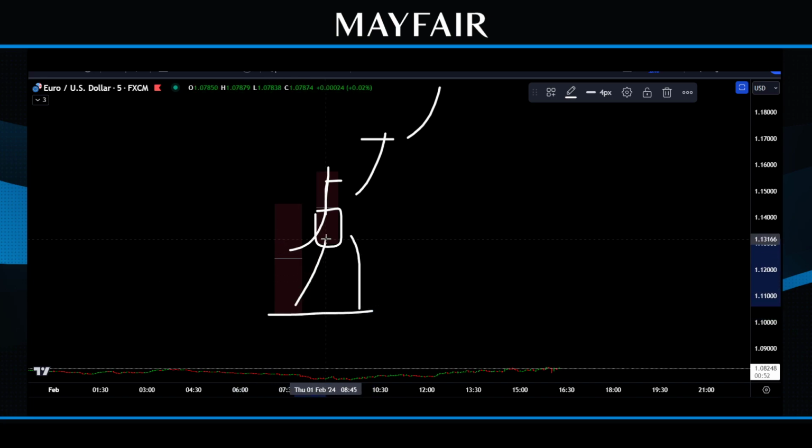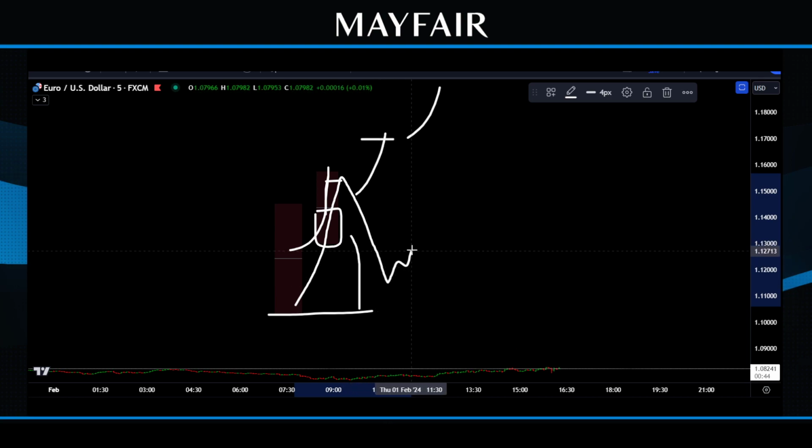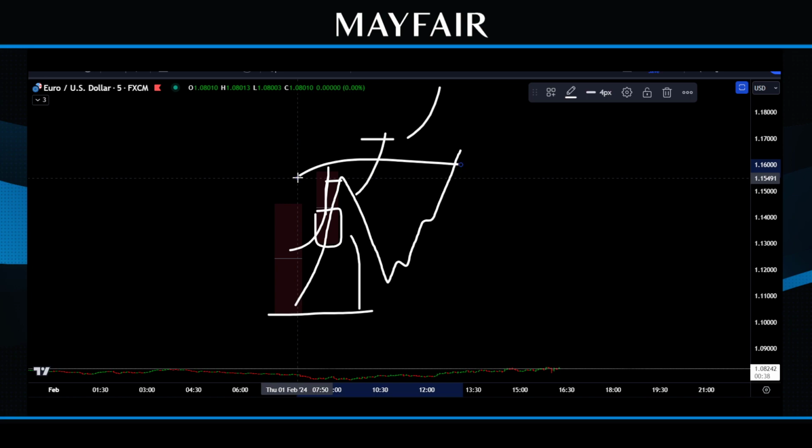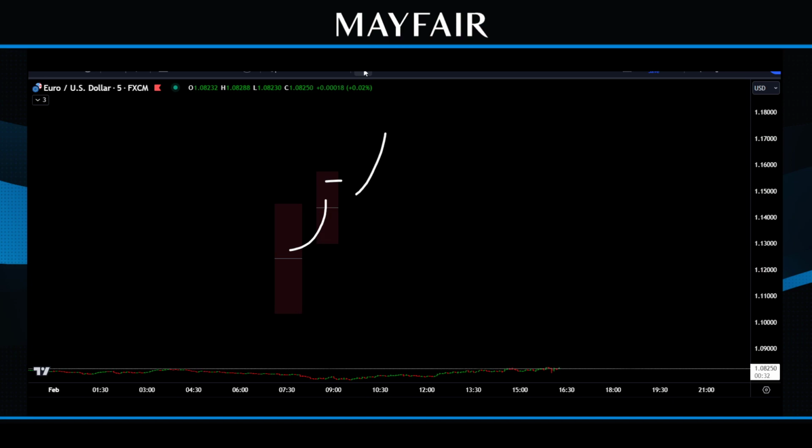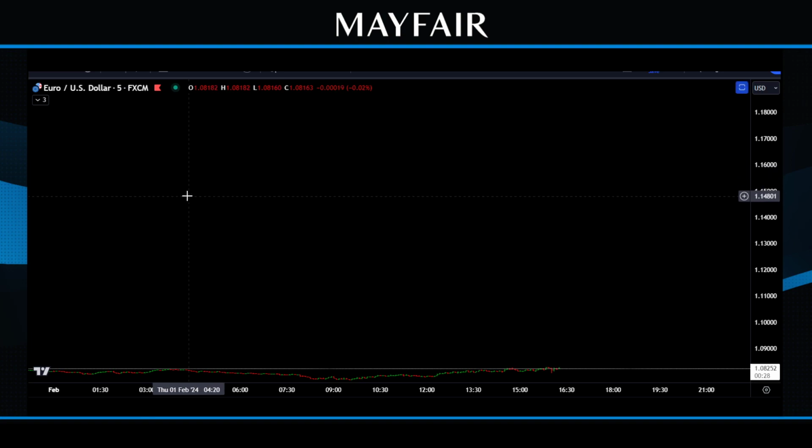If we don't sweep this level, so if the price comes up and then comes back down, the chances are when we start making the change of character here, we're likely to sweep these levels, because it's where the liquidity sits. So if you put this into motion, up, down, up, down, you can use this on any time frame.